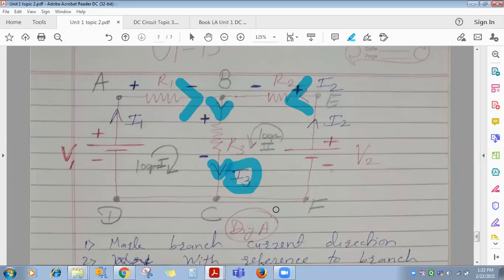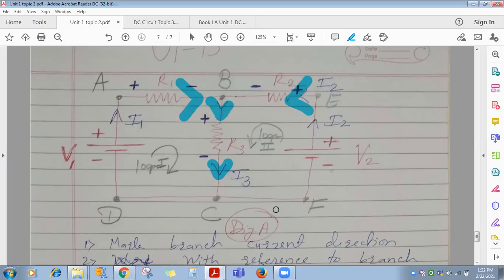I1 plus I2. Whatever the I1 direction, plus I2. Correct. Since I1 is clockwise and I2 is anti-clockwise, I3 is I1 plus I2. Okay. I3 is I1 plus I2. Now how many unknowns are here?